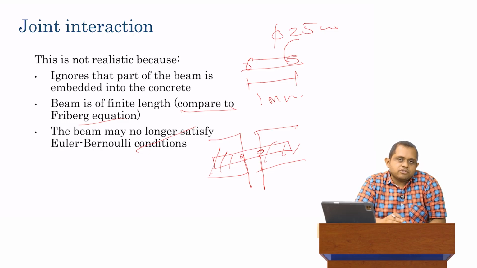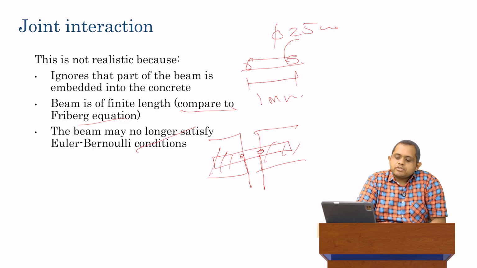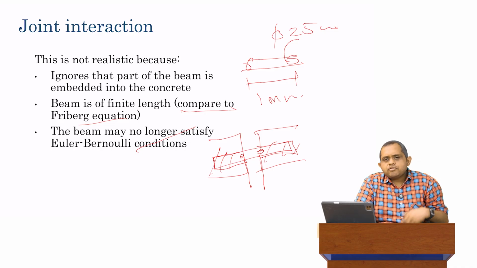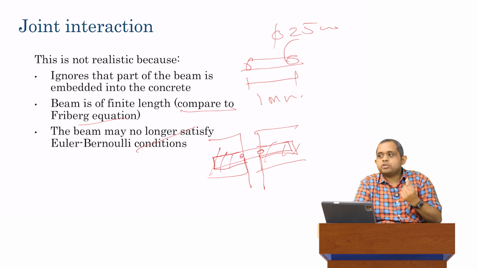Our beam is actually finite in length. So we have a finite length of beam which is embedded into the approach slab. We have a finite length of beam which is embedded into the leaf slab. And then we have a very small and finite length of beam which is the overhang part in between.